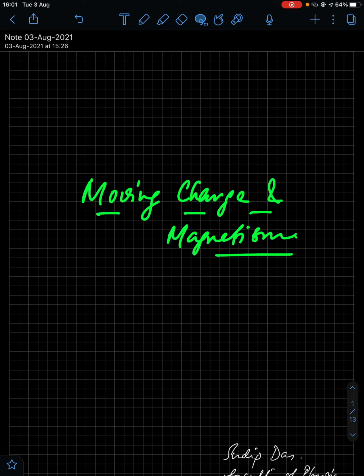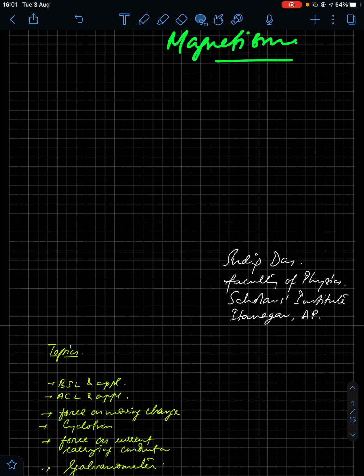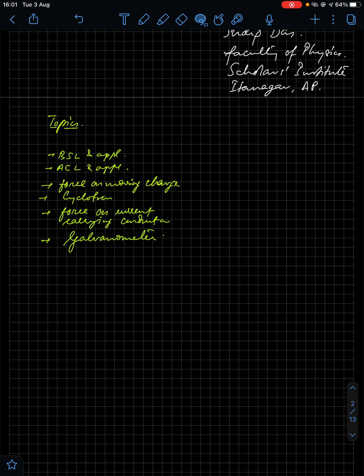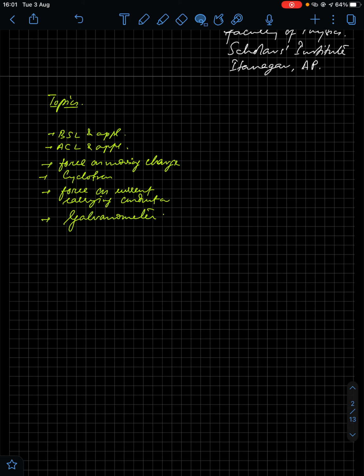Hello everyone. So today we start chapter number 4 of class 12, which is moving charge and magnetism. The topics that we'll cover in this chapter: first of all we need to see what is magnetic field, of course. Then comes Biot-Savart law, which is a law to determine magnetic field at a point. That is written as BSL, Biot-Savart law, and its application.